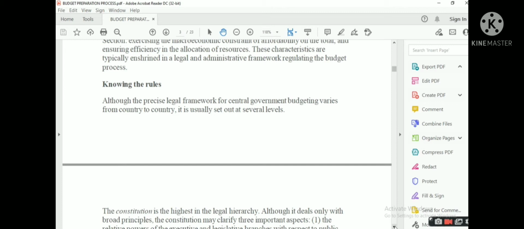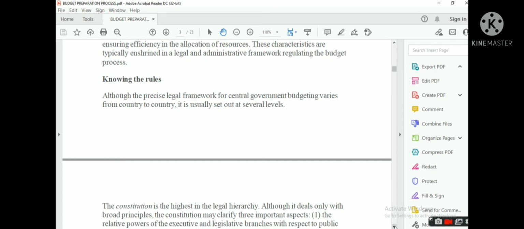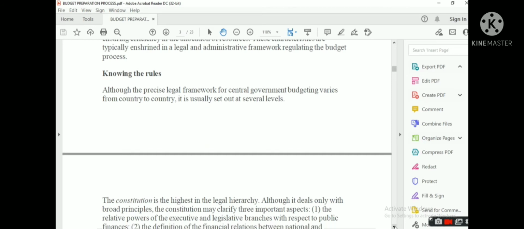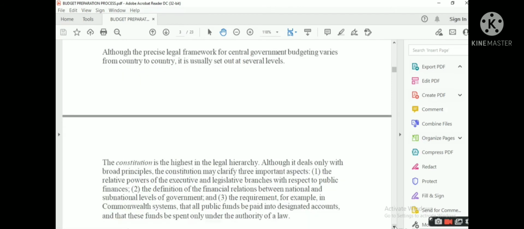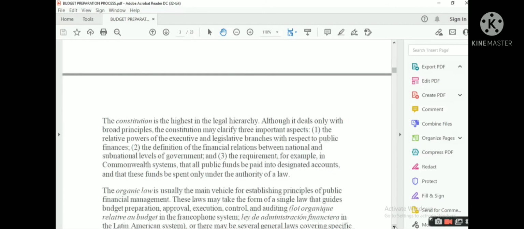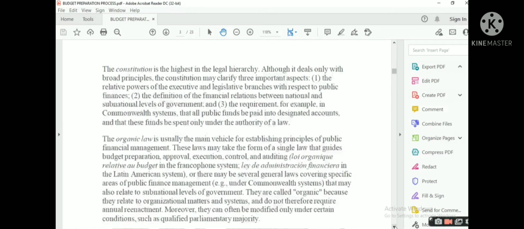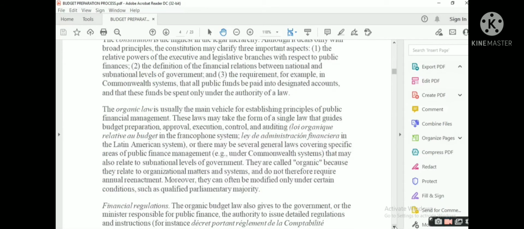1. The relative powers of the executive and legislative branches with respect to public finances; 2. The definition of the financial relations between national and subnational levels of government; and 3. The requirement, for example, in Commonwealth systems, that all public funds be paid into designated accounts, and that these funds be spent only under the authority of a law.